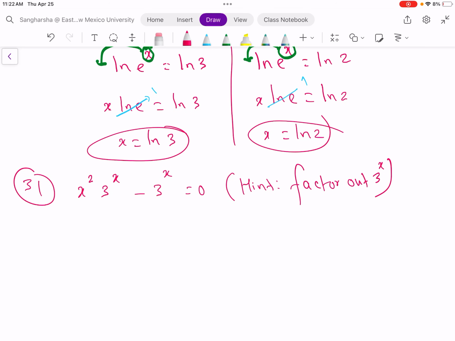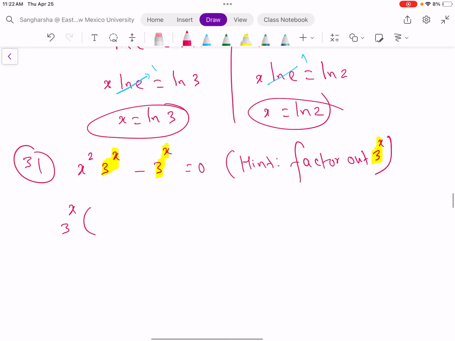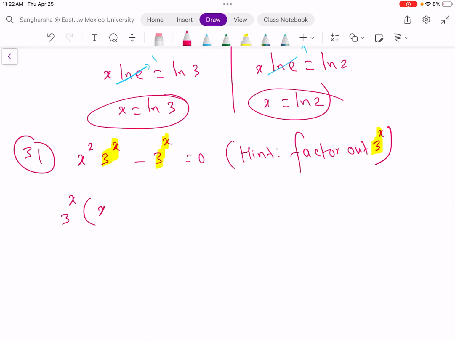So we have x squared 3 to the power x minus 3 to the power x equals 0. The hint is to factor out 3 to the power x because we have 3 to the power x as a common factor. So let's factor out. So we have 3 to the power x as a common factor. We have x squared left, minus. If we factor out 3 to the power x from 3 to the power x, what do we have? 1, right? Equals 0.